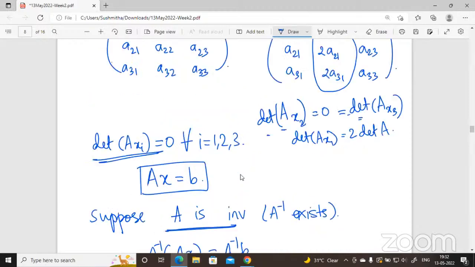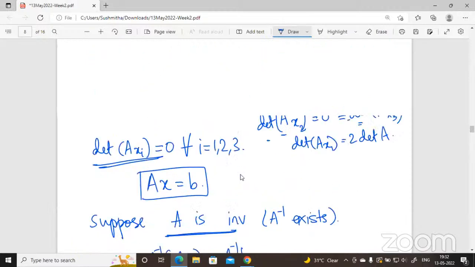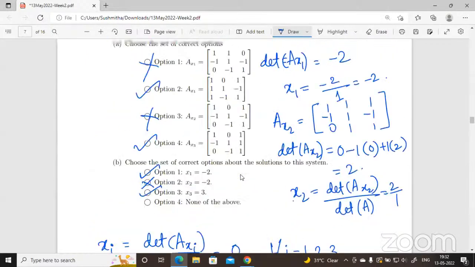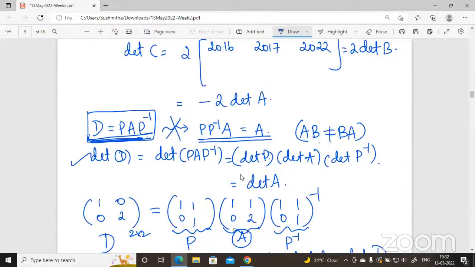Here, A and A inverse are close to each other. That is why we are allowed to do that. There they were not next to each other; here they are next to each other. There is an A in between P and P inverse. If I had it like this, we could have taken it. That's what I said, but we don't have that.